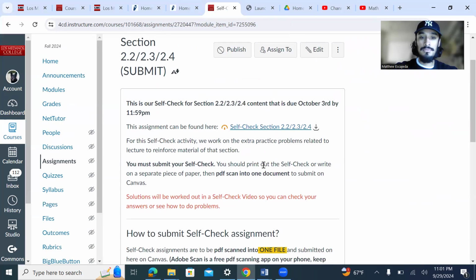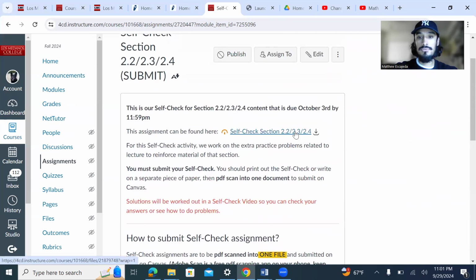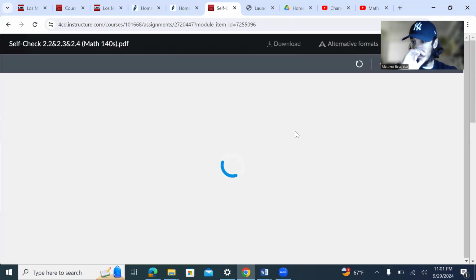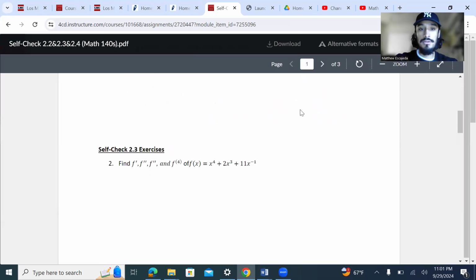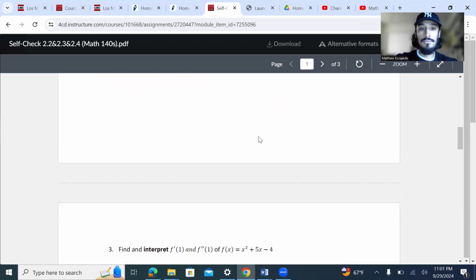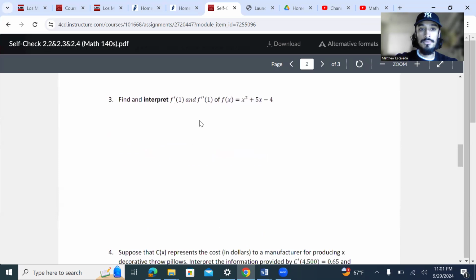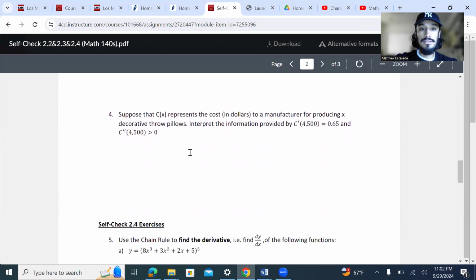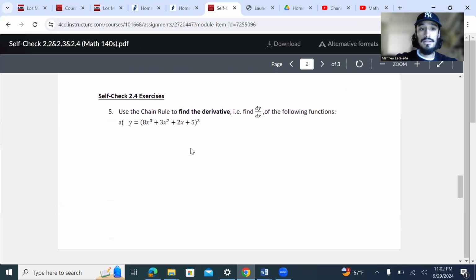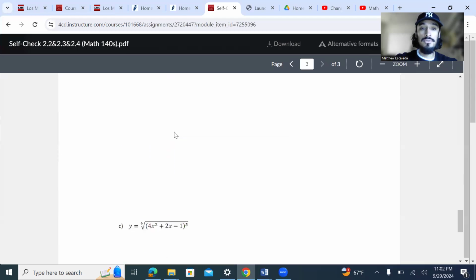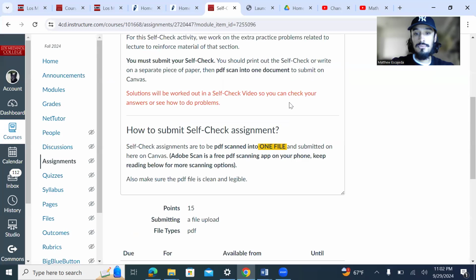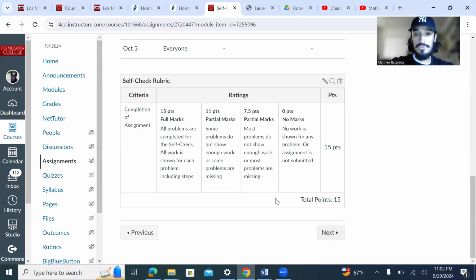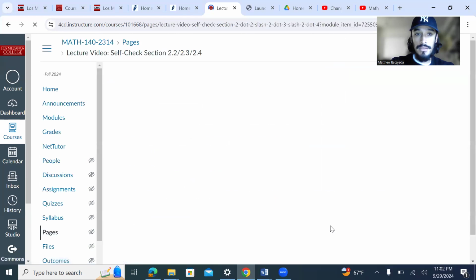So here's our self-check, right? It's just 2.2 through 2.4. And so, 2.2, just finding a derivative using product and quotient rules. 2.3, just higher order derivatives. Some interpretation here with the higher order derivatives, and then another interpretation problem here. 2.4 is just using a chain rule in these 3 problems, okay? So that's our self-check, right? There's no 2.5. It's just 2.2 through 2.4. And then make sure to check out the rubric for how it's scored.